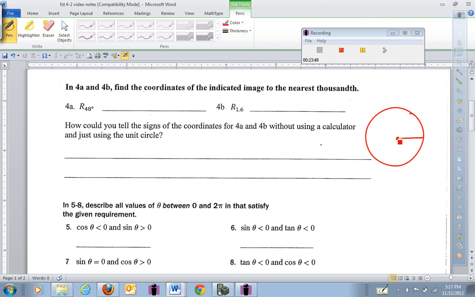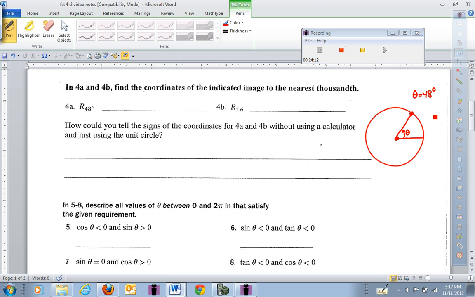Notice that on the unit circle, they always start 0 over here because it coordinates with the point 1, 0. Think of it as coordinating with 0 degrees, where this would be the top half of your protractor. So 48 degrees might look about like this. I'll make this be theta, and I'll say theta is 48 degrees. Okay? We want to know the coordinates of that point right there.